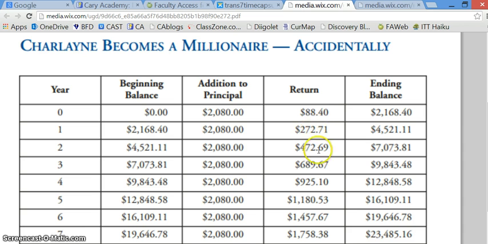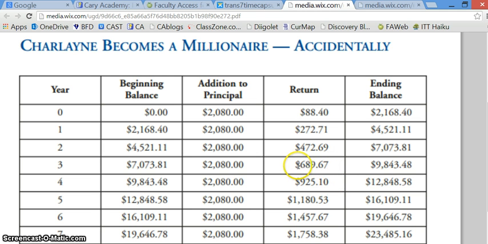So notice what happens in the return column. This is the amount that the bank is paying her. She's not earning this money. The amount in the return column is the amount the bank is paying her. Her money is earning this money. She is not. The only money she's working for is the money under addition to principal. So that $2,000 is the only amount that she's actually working for. All the rest of this money in here is money that her money is making for her over time, just leaving it in the bank.